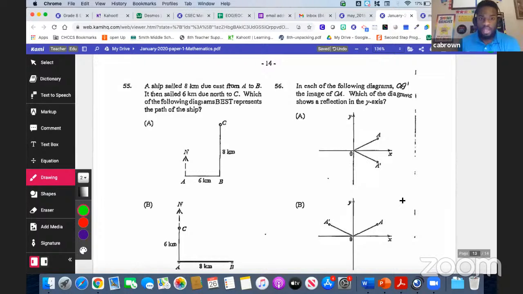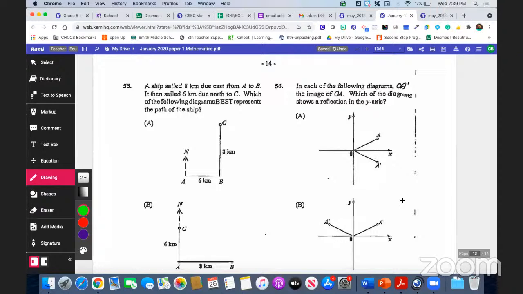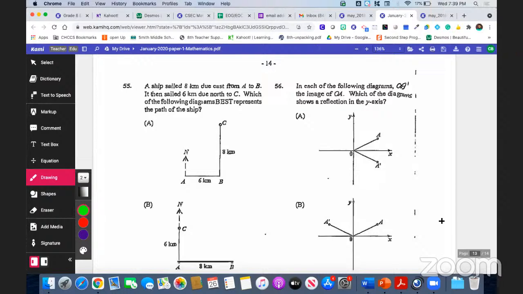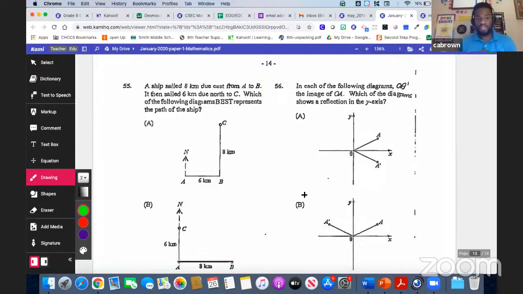55. A ship sailed 8 kilometers due east from A to B. It then sailed 6 kilometers due north to C. Which of the following diagram best represents the path of the ship? A? Yes, sir. All right, let's find out. We're talking about some bearings here, so it's always good to draw your own diagram first.